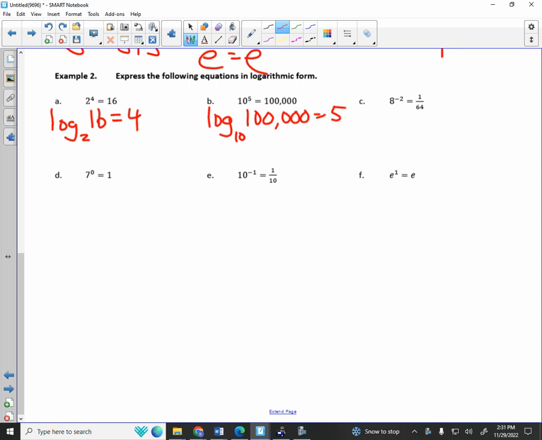Now, it's also true that the assumed base of a logarithm is 10. So you don't have to write log 10. If you do, I mark it correct, but it's also correct and more customary to write it as log of 100,000 is equal to 5. Take out your calculator.